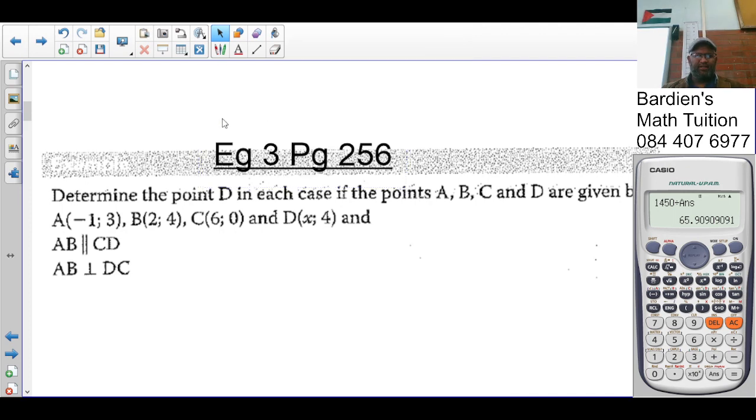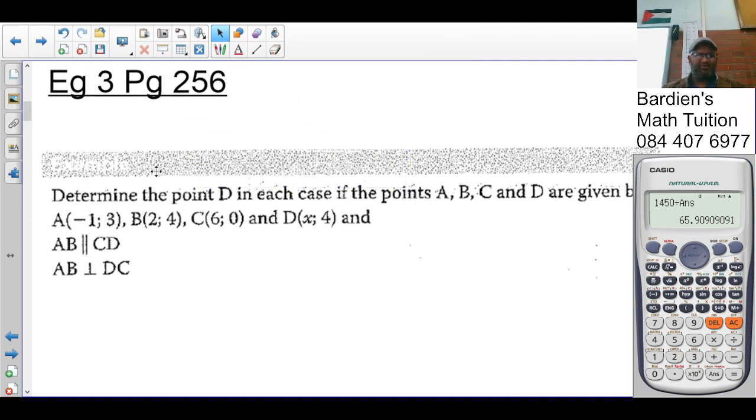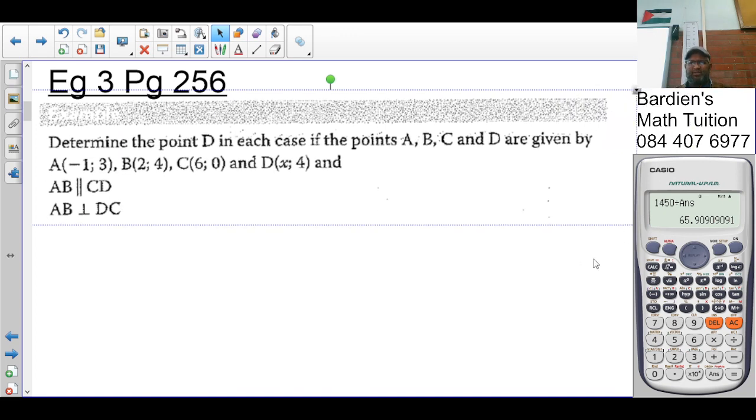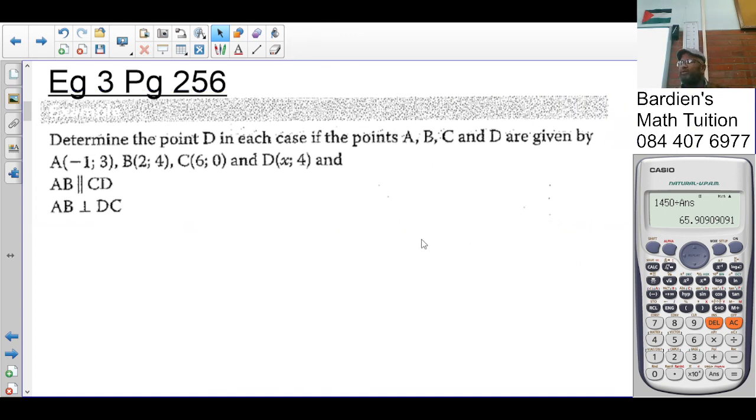Okay, so in example 3 on page 256, we don't have much time, so I'm not going to give you a chance to do it, but just follow what I'm doing. It says determine the point D in each if the point A, B, C, and D are given by A, which is negative 1 and 3, B, which is 2 and 4, C, which is 6 and 0, and D, which is X and Y.